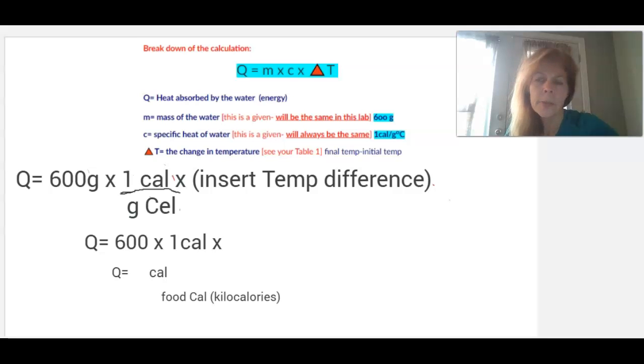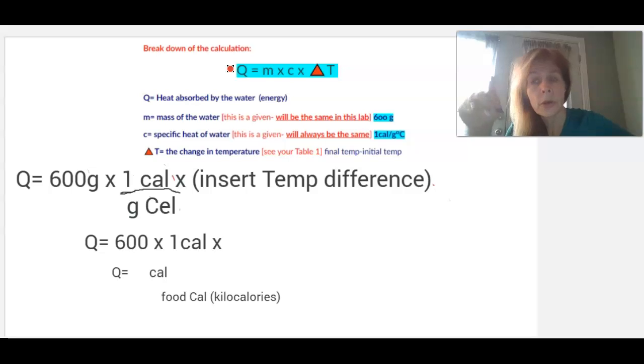Okay, so for data table 2, you have to be able to calculate calories using the information from table 1. What the book gave you is very complicated, but what it basically boils down to is what I have here in the light blue, the turquoise. So Q represents the energy, the heat absorbed by the water.